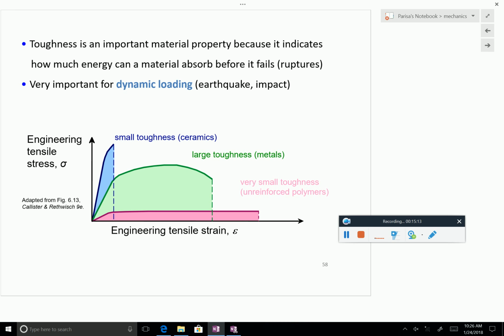So ceramics are very strong, but they're not tough. Metals are not as strong as ceramics, but you see they have much larger toughness. And then you see polymers, they elongate a lot, but they're very, very low in strength. So at the end, they are not very tough. So to have toughness, you kind of have to have some level of strength, but to endure a lot. Just like in life, I guess.